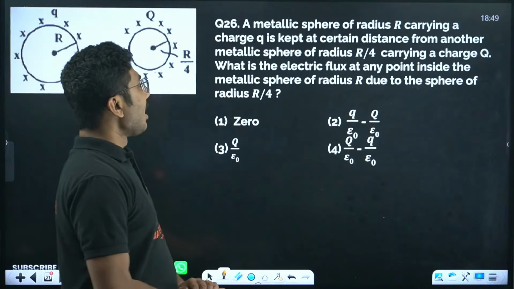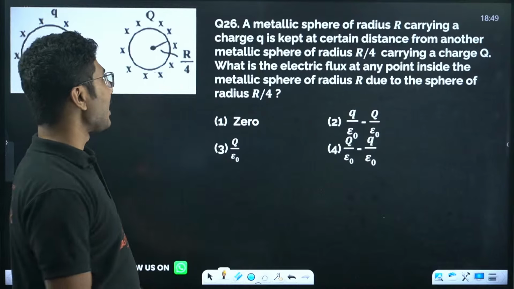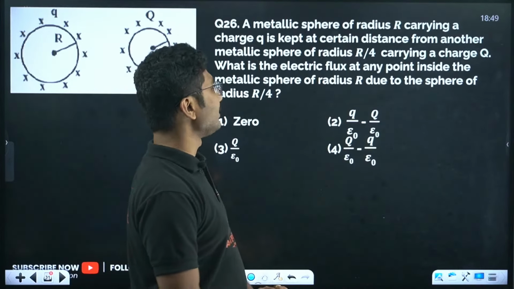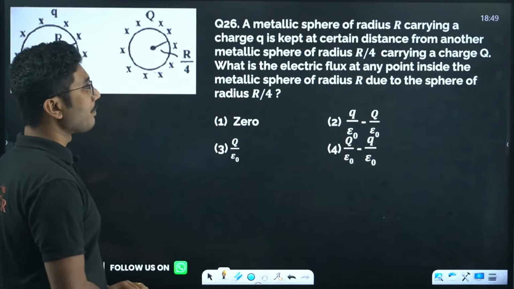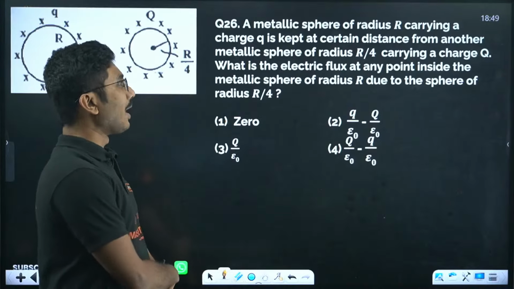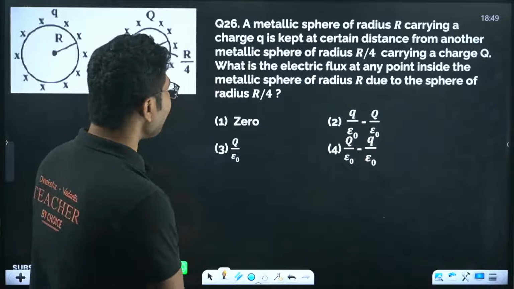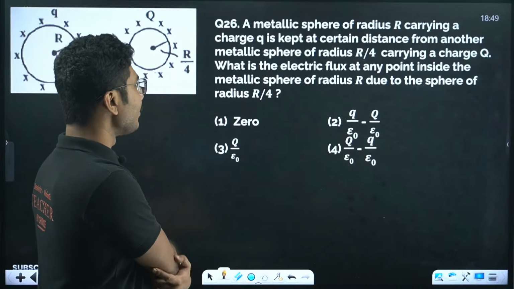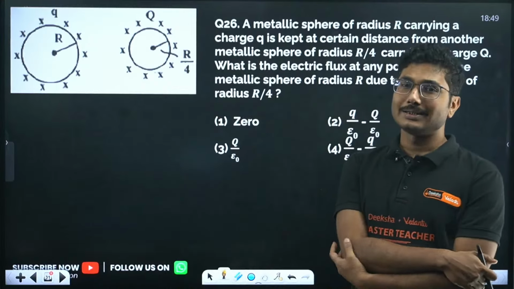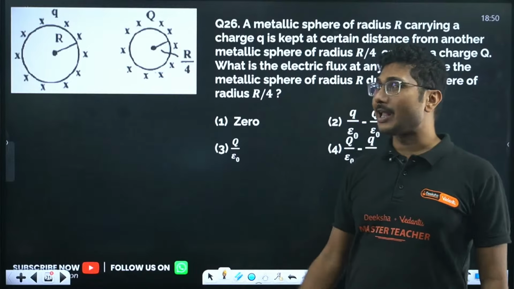Next, a metallic sphere of radius capital R carrying charge Q is kept at a certain distance from another metallic sphere of radius R by 4 carrying a charge capital Q. What is the electric flux at a point inside the metallic sphere of radius R due to the sphere of radius R by 4? Easy question. Just to confuse you, they have added a lot of difficult language.